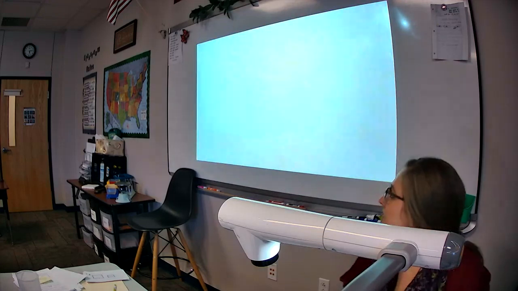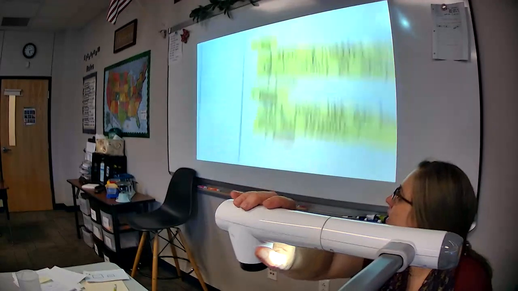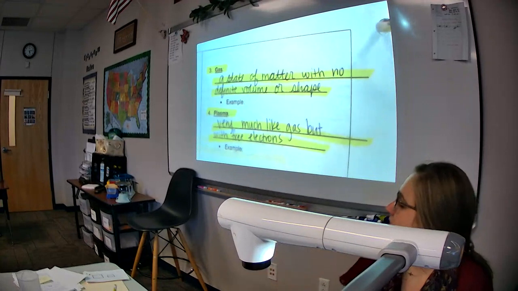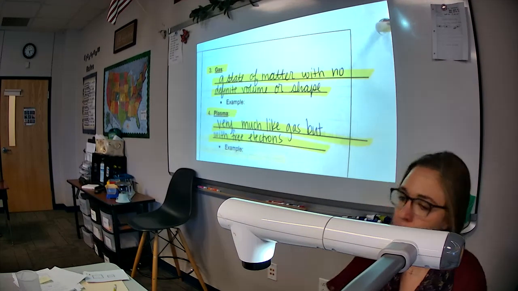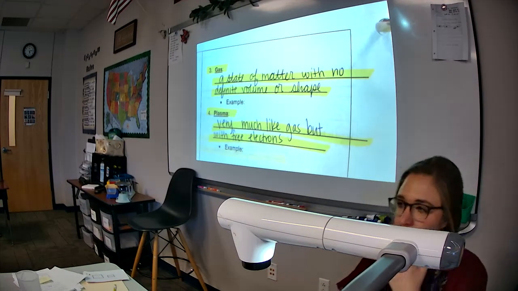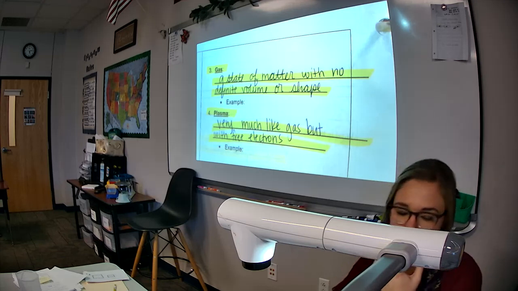And then also the definitions for gas and plasma. Gas, a state of matter with no definite volume or shape. Plasma, very much like a gas, but with free electrons.